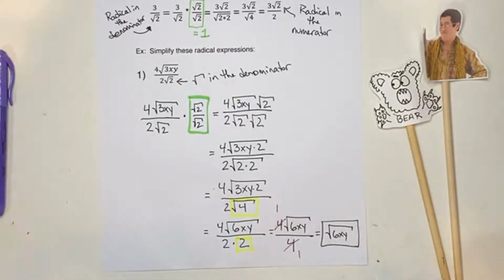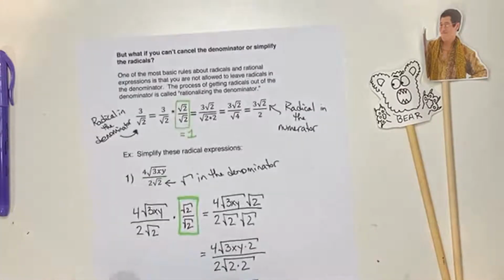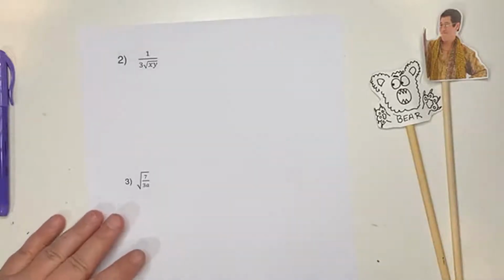We now have a radical, but it's not in the denominator. That's what's important. This is in the numerator. The denominator is technically 1. So let's try another one.